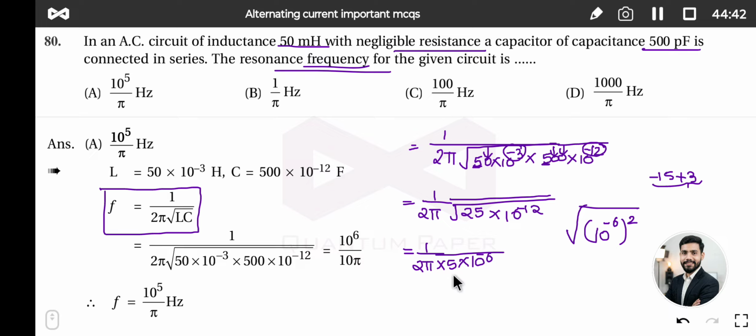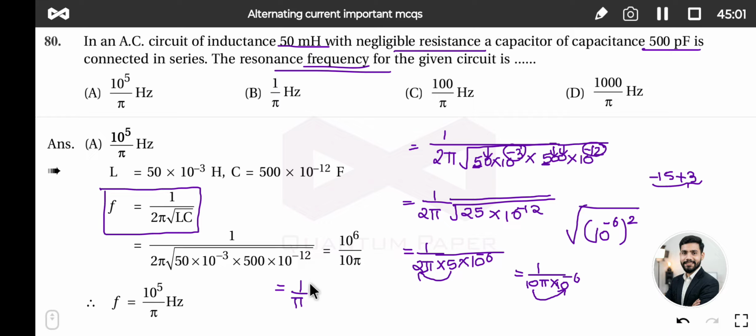So if you multiply 5 into 2, which is nothing but 10, so 1 upon 10 pi into 10 raised to minus 6. So again if we add the power of 10, we'll get 1 upon pi. So minus 6 plus 1, which is minus 5. If we take it in the numerator, it becomes 10 raised to plus 5. So 10 raised to 5 upon pi hertz. So option number A is the correct answer. Look at the next one.